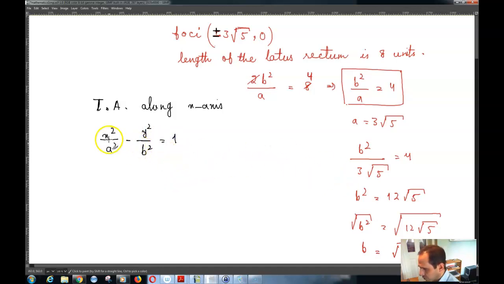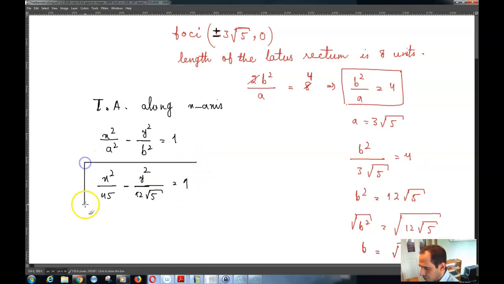And now I have the value of a squared and b squared, so I write x squared by a squared, which is basically 9 times 5, equal to 45, minus y squared over 12 square root of 5, is equal to 1. That is the equation of the hyperbola, which is number 12.